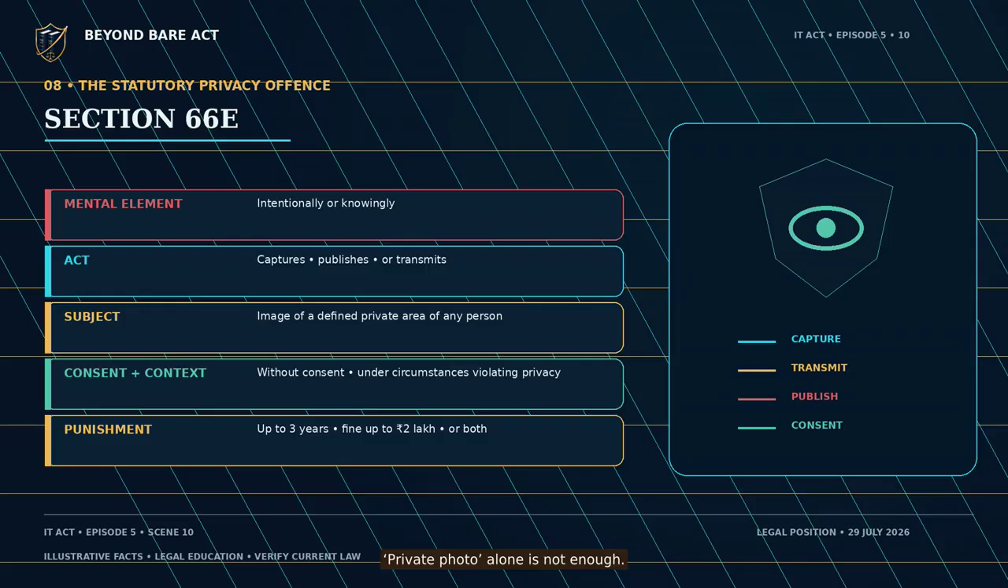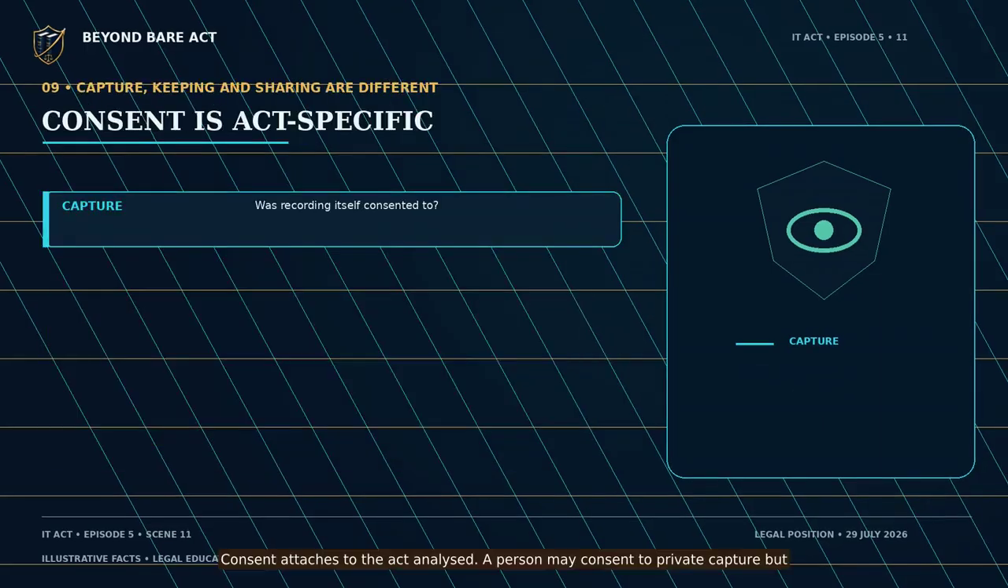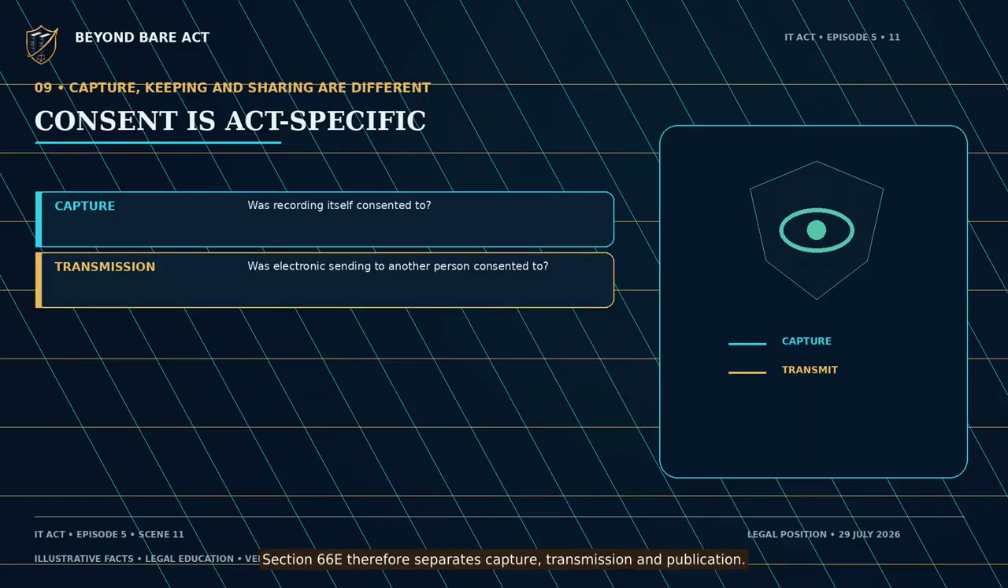Private photo alone is not enough. Consent attaches to the act analysed. A person may consent to private capture, but not transmission to a friend, group or website. Sharing with one recipient is not consent to public circulation. Section 66E therefore separates capture, transmission and publication.